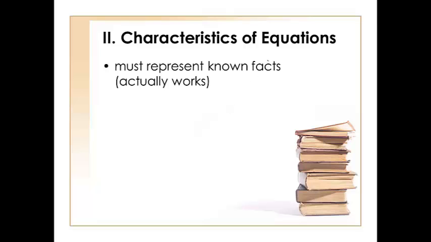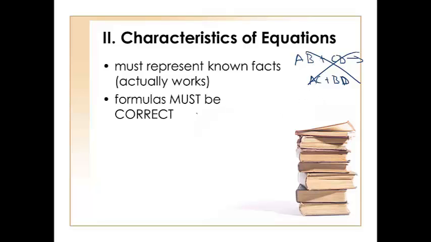Now, characteristics of an equation. It has to represent the known facts. It actually has to work. Just because you can say, oh, A and B plus C and D would produce, let's say, A, C, and B and D. If the reaction did not work, even though you can say, oh yeah, everything works out, all the elements are there, if it doesn't work, then it's not a valid chemical equation. The formulas have to be written correctly. So going back to previous chapters, make sure that you can write your formulas correctly.